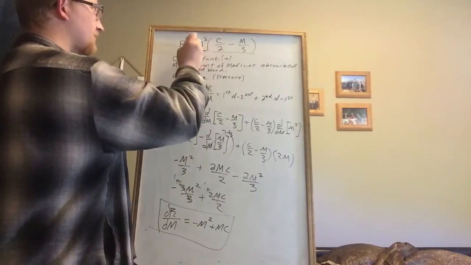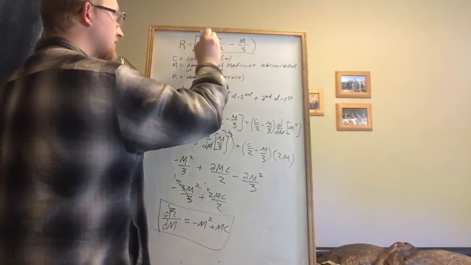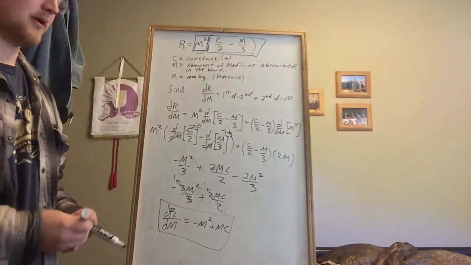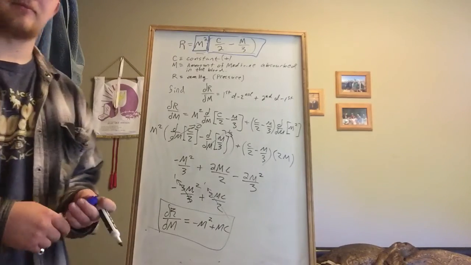I said, well, here's one expression with a variable in it. Here's another expression with a variable in it. They're multiplied together, so we use the product rule. And just keep practicing, and it'll come more naturally.